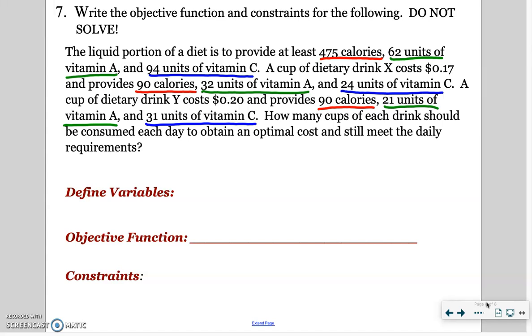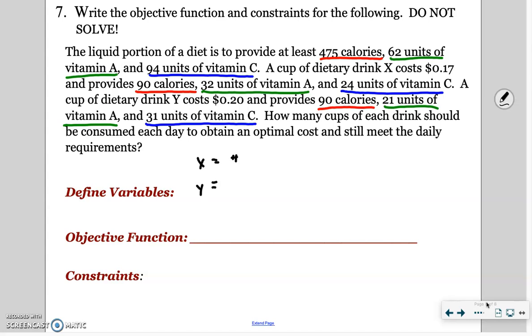So here's where they're actually telling us what to do. The question: how many cups of each drink should be consumed each day to obtain an optimal cost and still meet the daily requirements? All right, so the first thing that has to happen is we need to define the variables. So I'm going to go with X and Y.